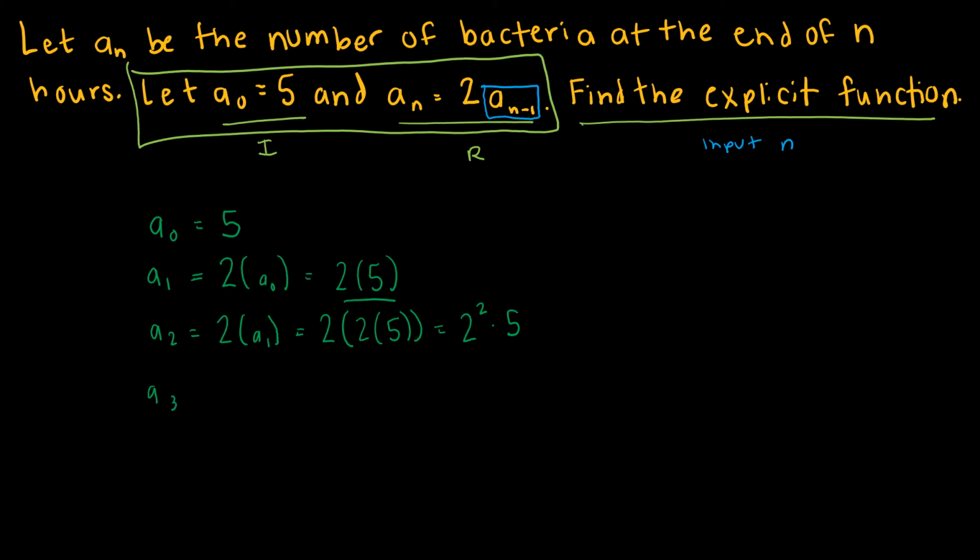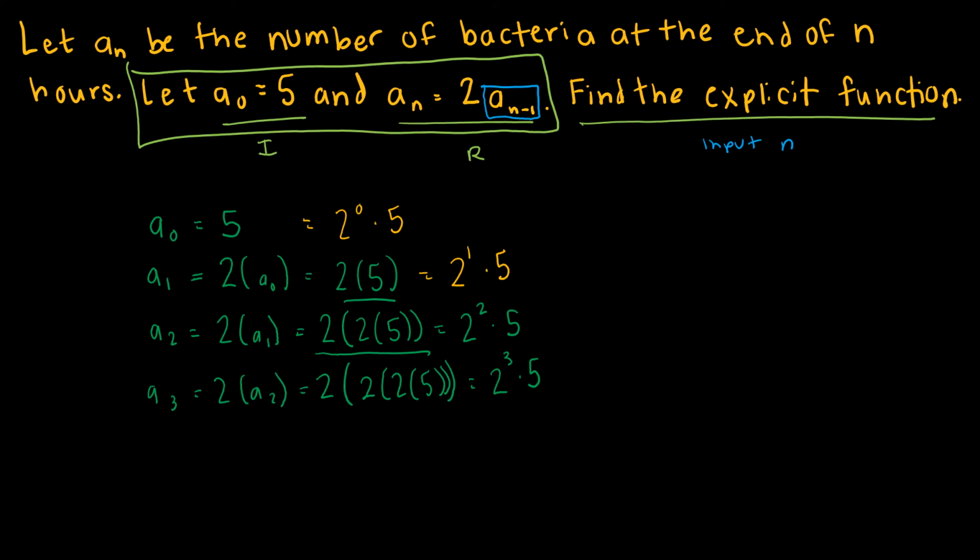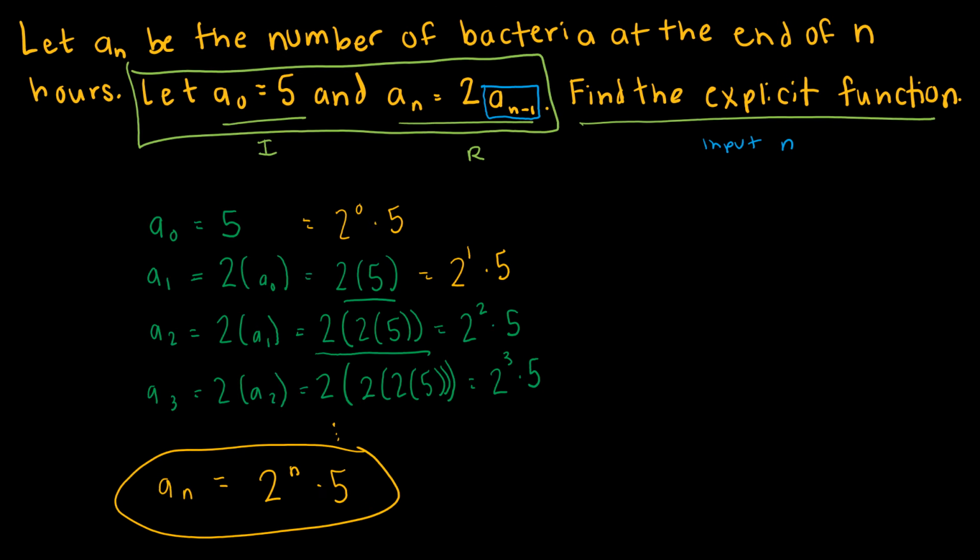And then a3 would be 2 a2s. And that means 2 of all of this, so 2 times 2 times 5, or 2 to the third times 5. So we can see what's happening here. This was really 2 to the 0 times 5. And this was 2 to the first times 5. And so if I keep going, I can say that the nth term, any term that I want, would be 2 to the n times 5. So I found it just by looking for the pattern.